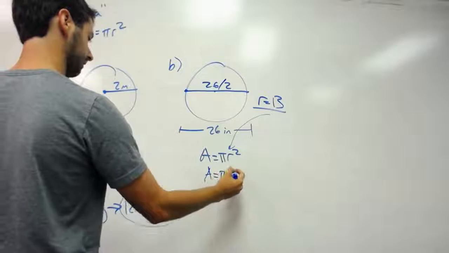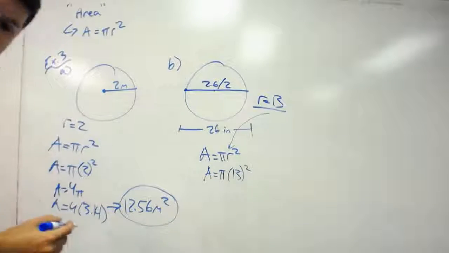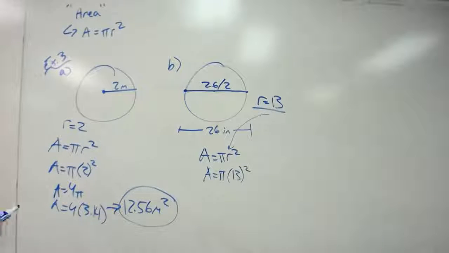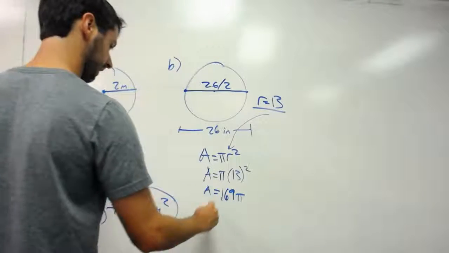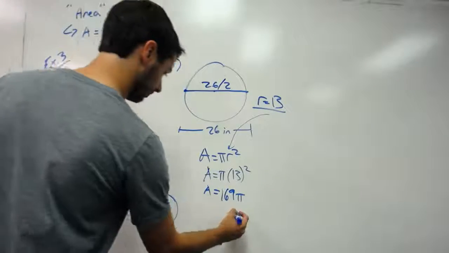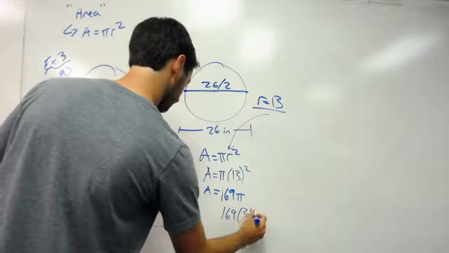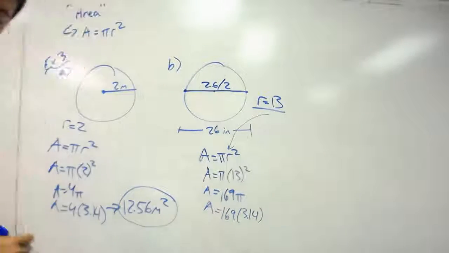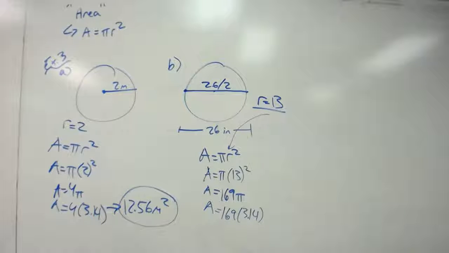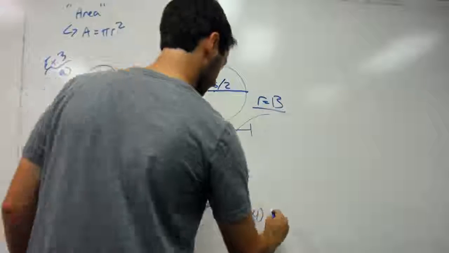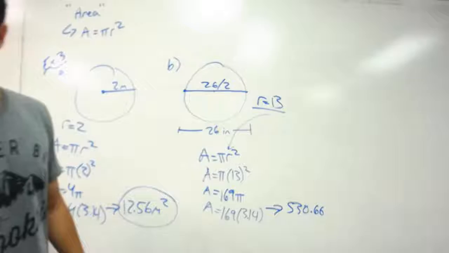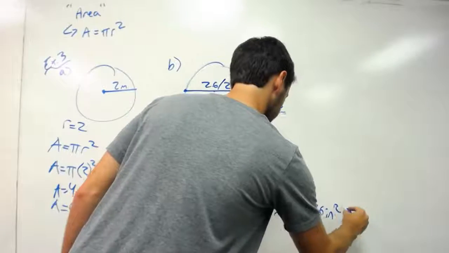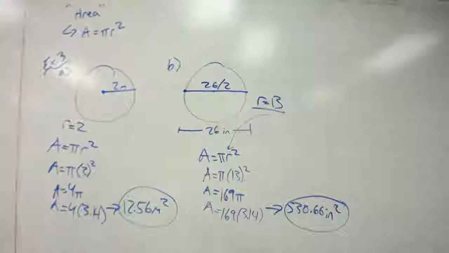Area equals pi times 13 squared. 13 squared is 169 pi. Once again, it wants us to plug in 3.14 and round to the nearest hundredth. When we put that in our calculator, we would get roughly 530.66 inches squared. That would be our area. That is just kind of an introduction to circles.